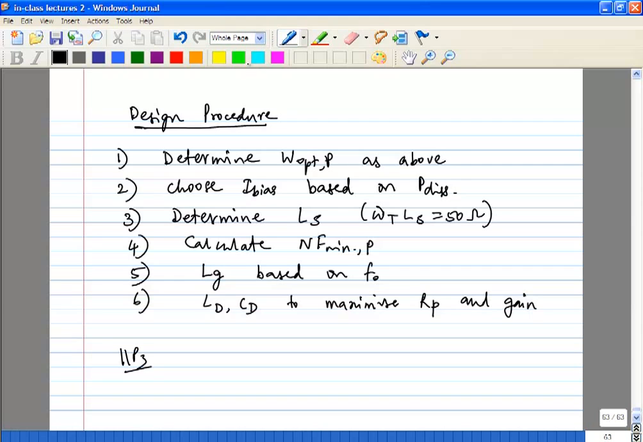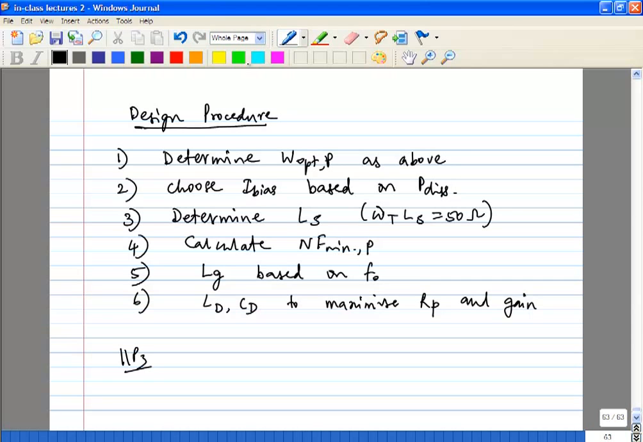Yes, which is why you maximize RP to get maximum gain. So this is what you would do. Let's say you have maximized RP. How would you maximize RP? You have an RP component from the LD. Let's say in our case, it is coming only from LD, because we are assuming that we have ideal capacitors, and typically the Q of capacitors is much larger anyways.